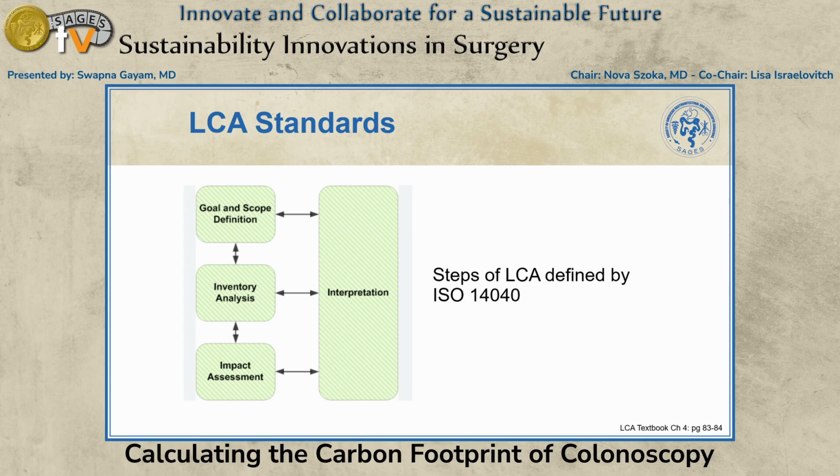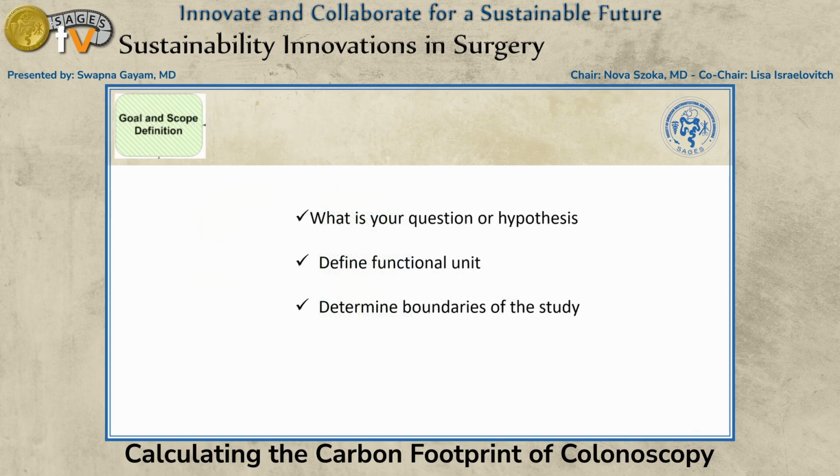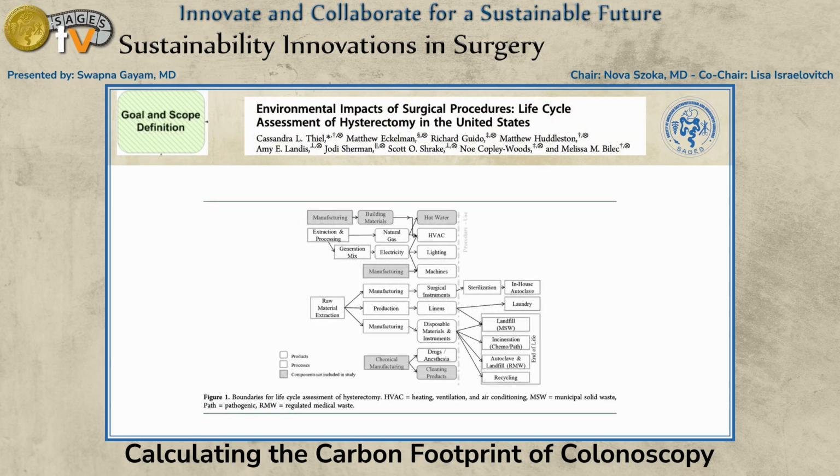Now, how do you do it? You go through steps. The first step is goal and scope definition, which is you need to have a question, a clear hypothesis, and then you need to define a functional unit and then define or determine the boundaries of your study. What I mean by it is this is a very excellent study, one of the first probably healthcare LCAs done, environmental impacts of a hysterectomy.